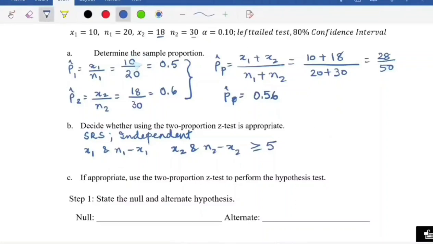So yes, x sub 1 is 10 and n1 is 20. 20 minus 10 is also greater than 5. So this is going to be 10, which is greater than 5. And x sub 2 is 18, right? And n sub 2 is 30, so 30 minus 18 is 12, so n2 minus x sub 2 is 12. So all of them are greater or equal to 5. So all conditions are met. All right.